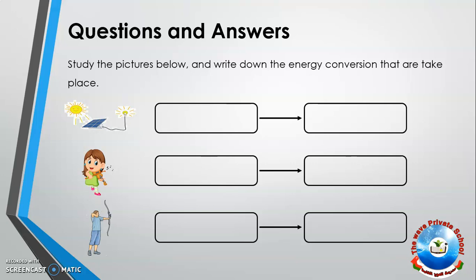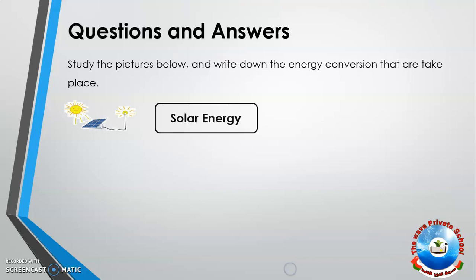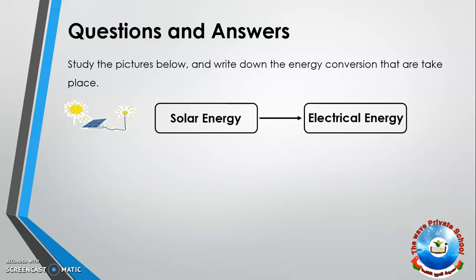So look at the picture very carefully and write the answer without any mistakes. Okay? I will give you some time for the answer. Okay. So in the first picture, solar energy is converted into electrical energy. Check the answers, okay?